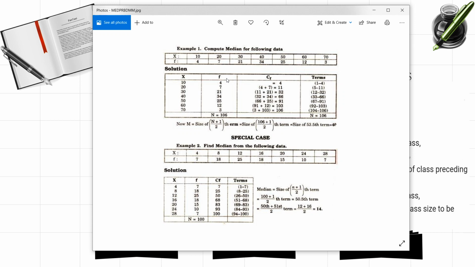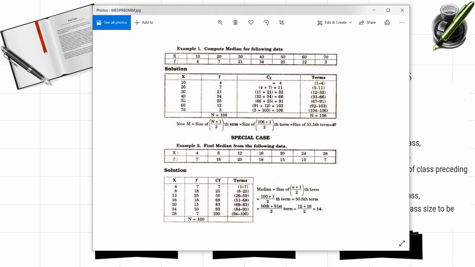Capital N is 106 according to this problem. 106 plus 1 by 2 will give you 53.5. This 53.5 you are supposed to compare in the cumulative frequency column. You have to look for the just greater value. Here the just greater value than 53.5 in this column is 66 and the corresponding x value is 40, which is your final median.